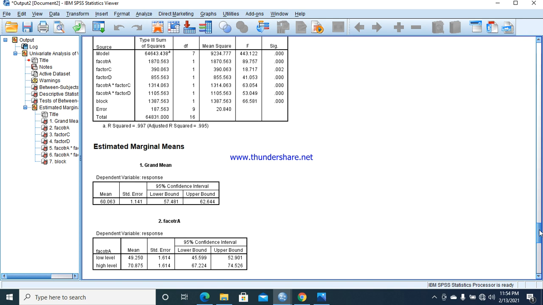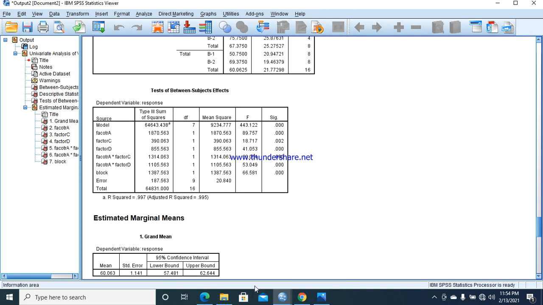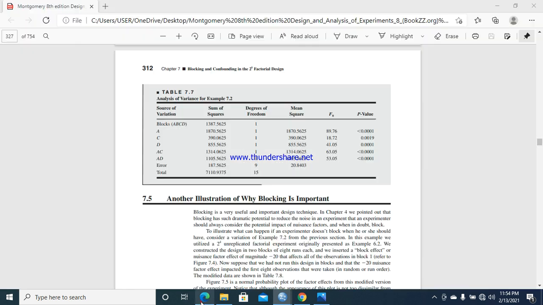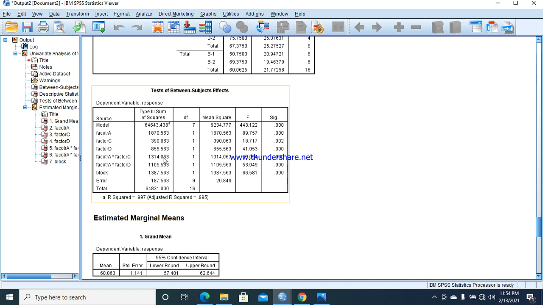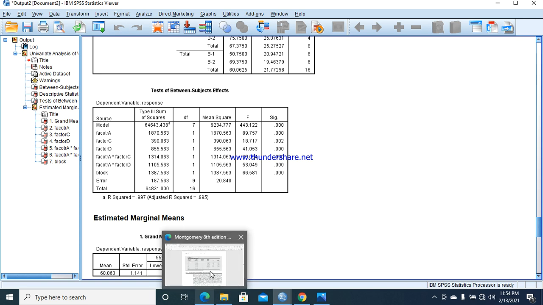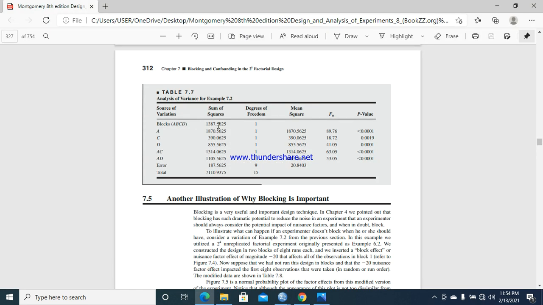We have another table right over here. Factor A, 1870, 390, 855, 1314, and 1105. The similar results we have obtained on SPSS. 1387 for blocks, and here there's 1387 for blocks, right?